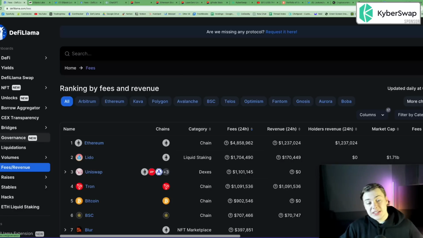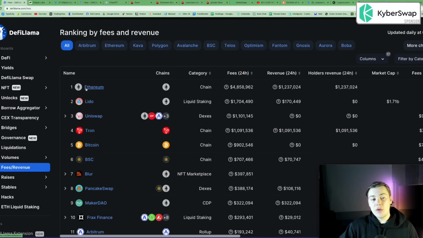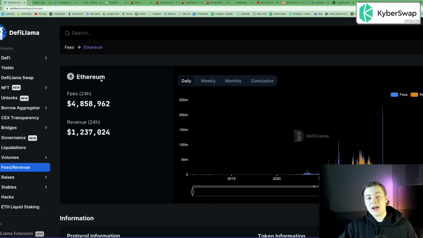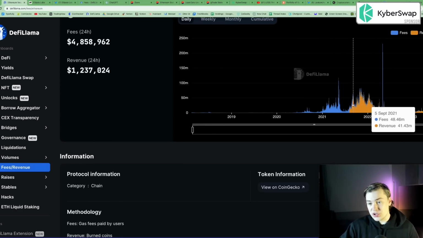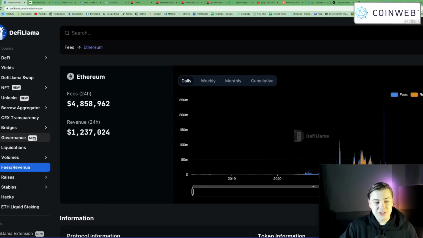So if you click on fees/revenue in the dashboard, it's going to show you which chains are actually generating the most cash. So you can look and see which protocols are most cash flow positive. Obviously, this is really helpful when it comes to actually analyzing protocols, and you can see how fees have changed over time. But honestly, everything on DeFi Llama is fantastic.